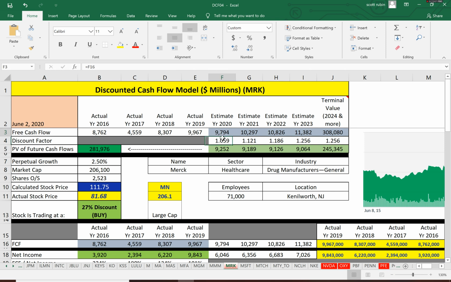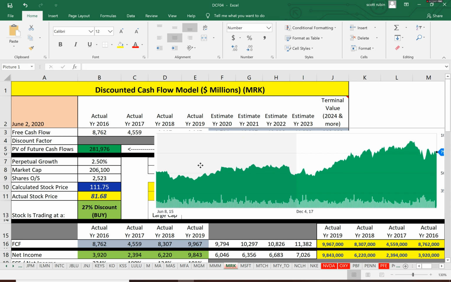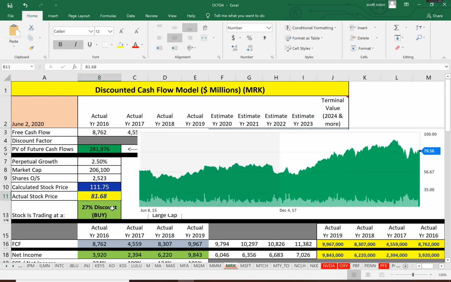So we calculated the future free cash flows for 4 years. Then we did a terminal value for all years past year 4. Then we discounted those numbers back to today's values, and we get a value of the company of $282 billion. When you divide that by 2.5 billion shares, you get an intrinsic stock price of $112, which means it's trading at a 27% discount, because it's trading at $82. So it looks like it's always been trading at a discount.